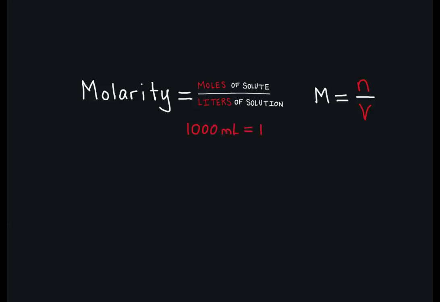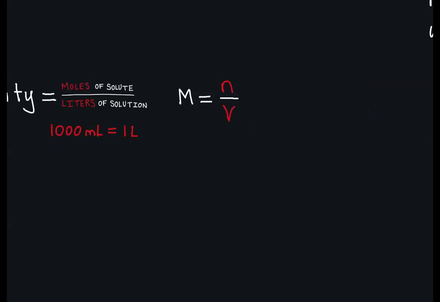We can abbreviate molarity by writing M equals n over V, where n stands for moles. So what you'll typically see is a number followed by the letter M, and what that stands for is moles per liter. So a way to understand what this means is, for this solution, if you have 1 liter of the solution, it's going to have 2 moles of the solute dissolved in it. That's the ratio.